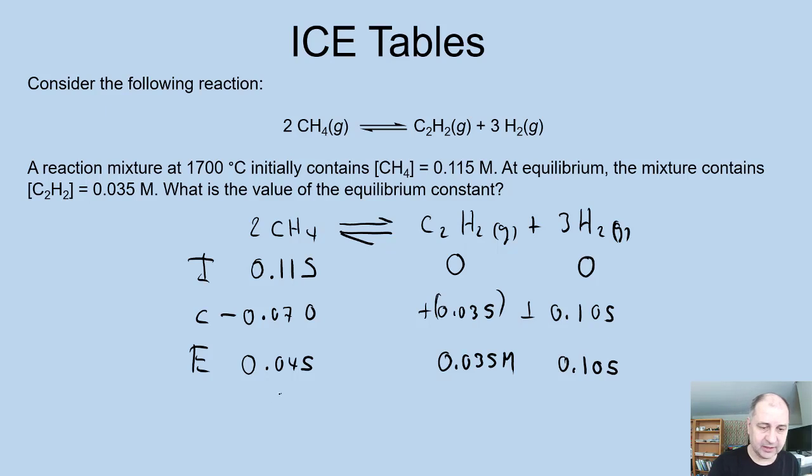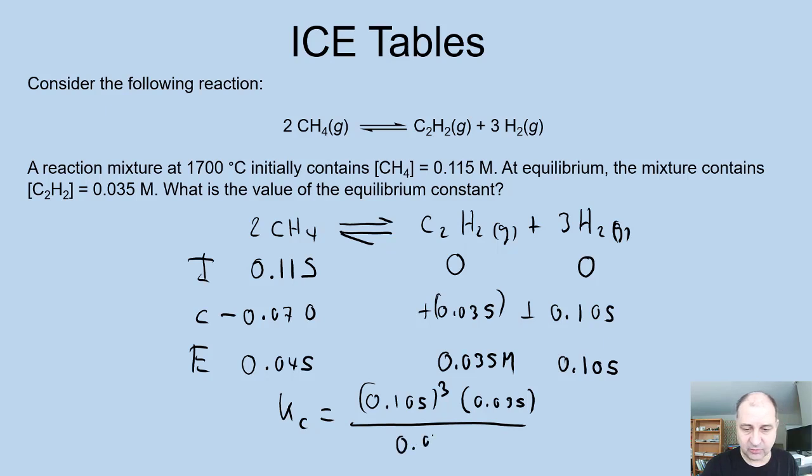This goes to plus 0.105, and then we can plug it into Kc, which equals 0.105 cubed times 0.035 divided by 0.045 to the second power, and that gives me an equilibrium constant of 0.020. When we come back, we're going to complicate things as always. We're going to set up some ICE tables.